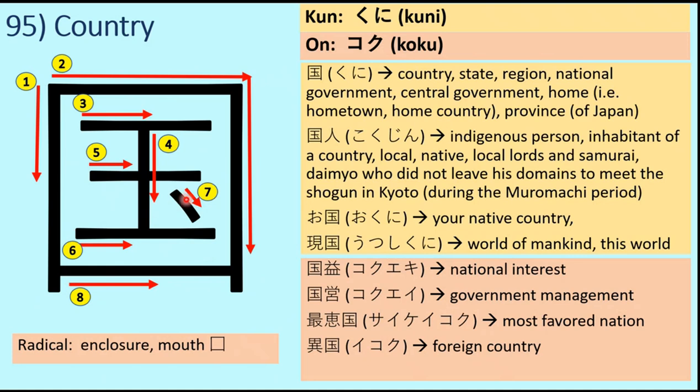Let me go through that one by one again. This is the first stroke. This is the second stroke, if you follow me. This is the third stroke. This is the fourth stroke. This is the fifth stroke. This is the sixth stroke. This is the seventh stroke. And this is the eighth stroke. In this way, we draw this character for country.